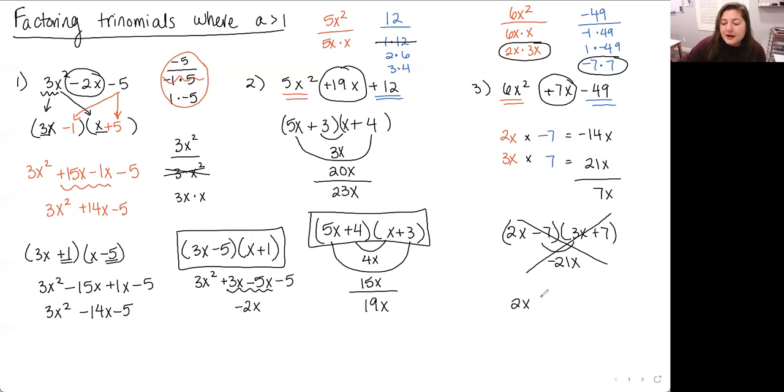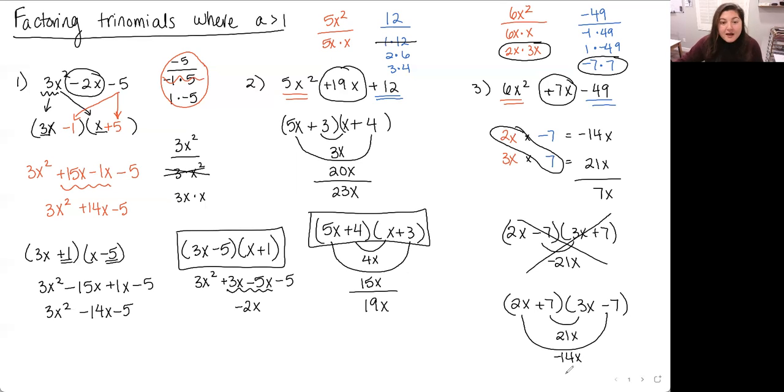So here's what I'm going to do. I'm going to flip-flop them. I'm going to take this 2x and multiply it with the 7, and put it in the same parentheses as the 7, and 3x and put it in the same parentheses as the negative 7. This will give me my positive 21x, and this will give me my negative 14x. And then, ta-da, we've got 7x.